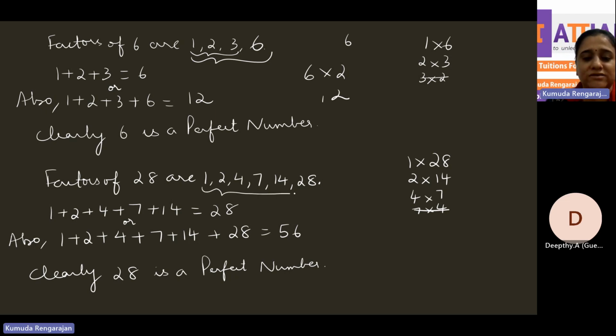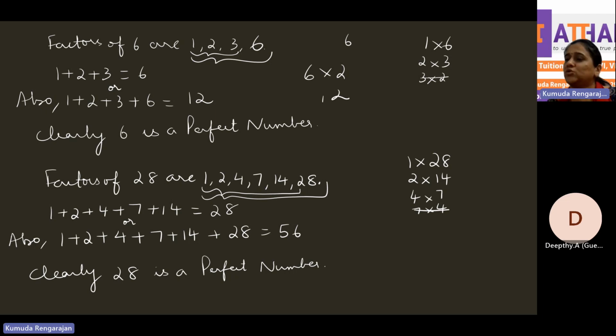If you add these factors till 14, then the sum will be 28. But if you add all the factors, that is including 28, then you will get double the answer, 56. Both are checks for a perfect number. You can check it both ways. If you add all the factors, you must get twice the given number.